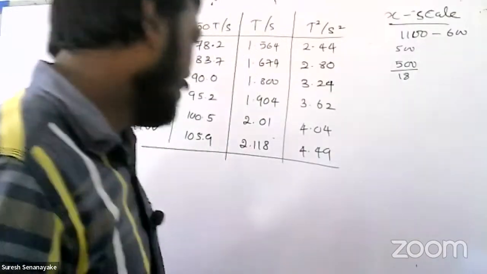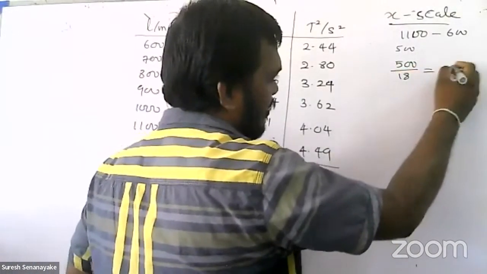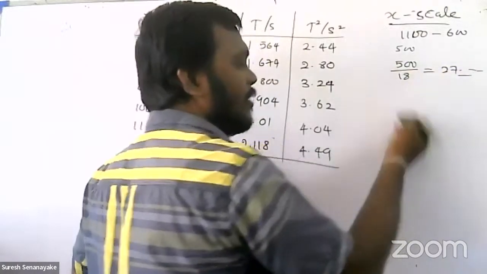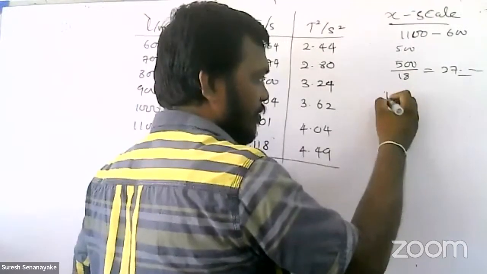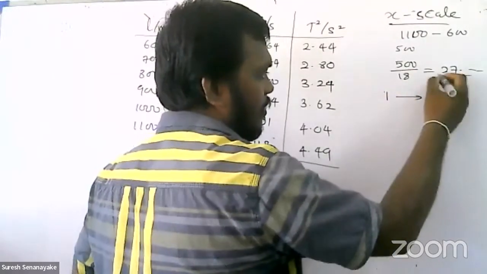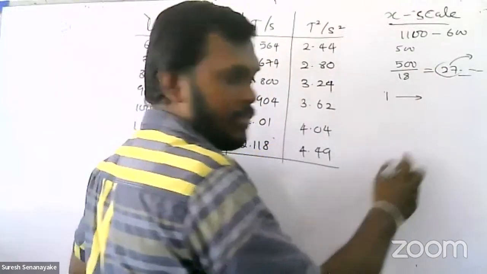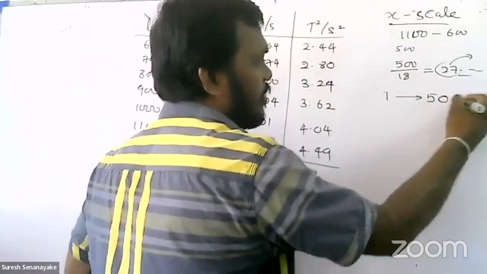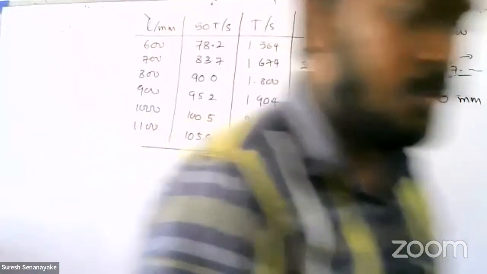So 500 divided by 18, that is 27 points, something like that. Let's say I'm taking one square here as maybe 27, but about it, the point is 50. I'm taking it as 50 millimeter. So 50 millimeter represented by one square. Clear?